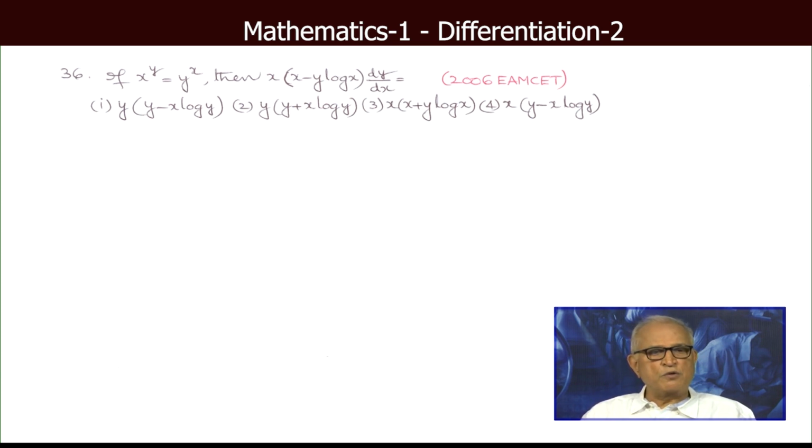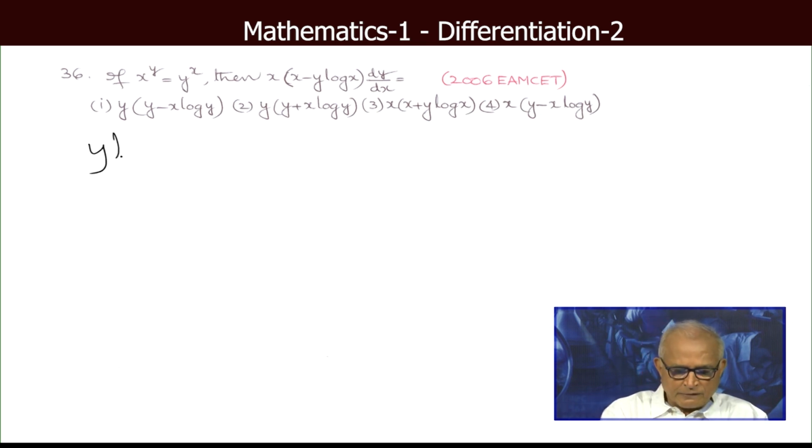If x^y = y^x, we find this question also in the IP textbook, then x(x - y ln x) dy/dx is what? Which of the 4 options equals x(x - y ln x) dy/dx. Now, x^y is equal to y^x. So, both x and y are clearly positive. So now, take logarithms on both sides. y ln x is equal to x ln y.